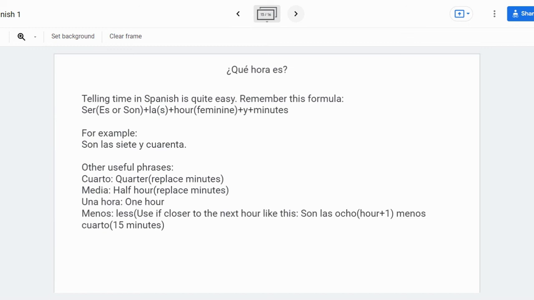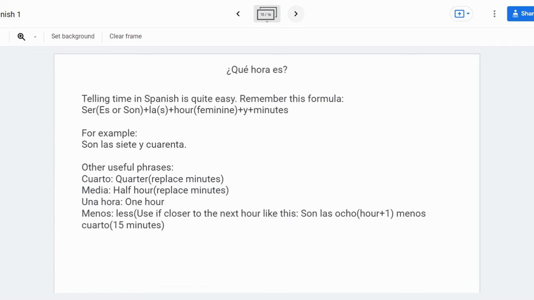Here are some other useful phrases. Cuarto, which means quarter. You can use this to replace the minutes, instead of saying quince, 15. It's like a shorthand form. Media is half hour, which also can be used to replace minutes instead of 30. Una hora is the literal translation for 1 hour.